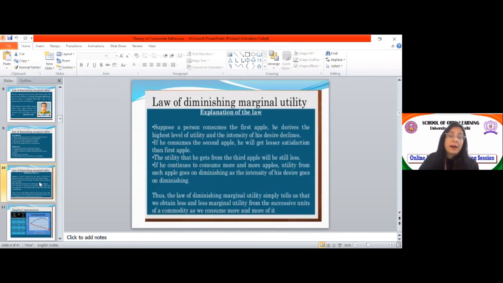But now first again we will see the explanation. Okay, suppose a person consumes the first apple, he derives the highest level of utility, and the intensity of his desire declines. क्योंकि अब जो first apple से उसको satisfaction मिला था वो दूसरे से नहीं मिला. If he consumes the second apple, he will get lesser satisfaction than first apple. The utility that he gets from the third apple will be still less. If he continues to consume more and more apples, utility from each apple goes on diminishing. So, thus the law of diminishing marginal utility हमें simply क्या बताता है? It tells us we obtain less and less marginal utility from the successive units whatever we will consume.